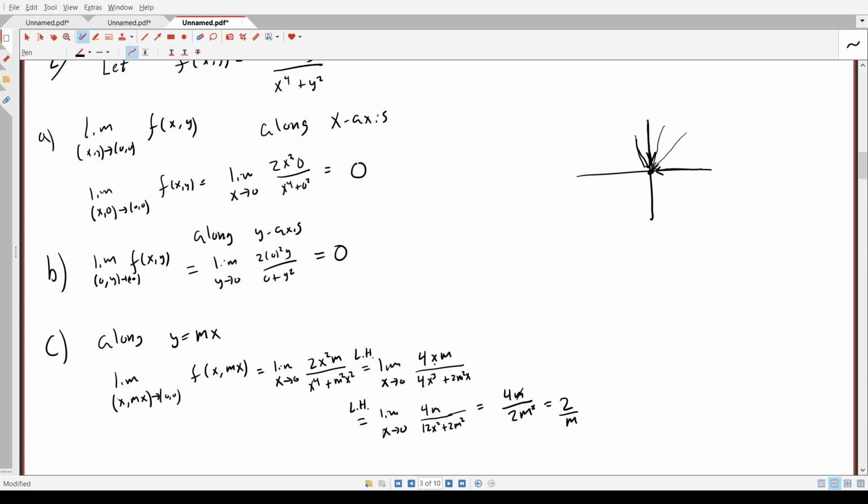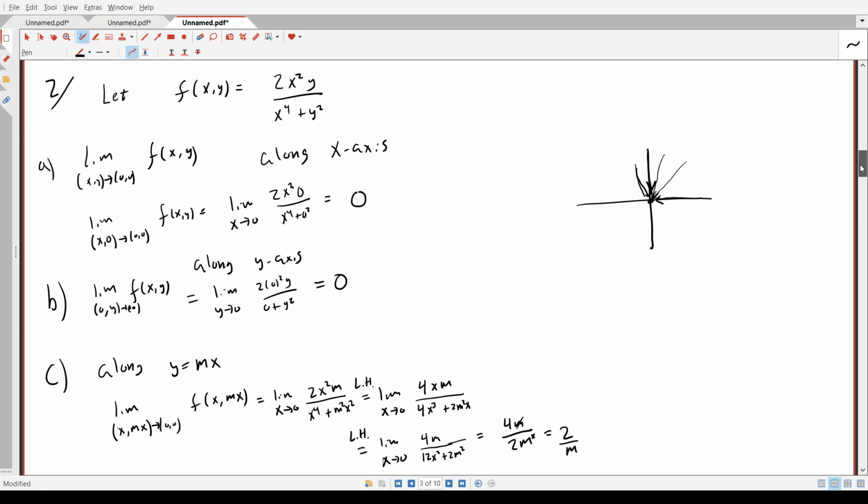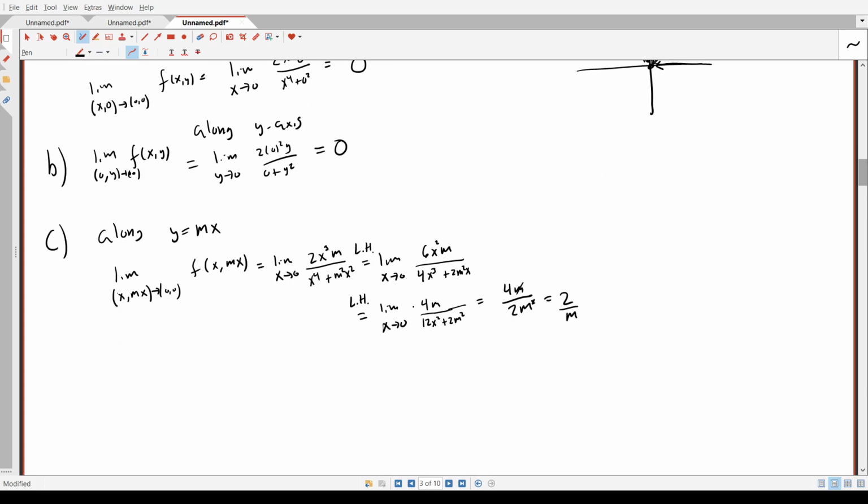Let me just double check that real quick. So I plug this in to here, right? So I have x squared y. Oh, I see. This should have been x cubed, because I have x squared times mx, so that's x cubed. So this would be 6x squared. That stays the same. But it means we're going to have to do this derivative one more time.